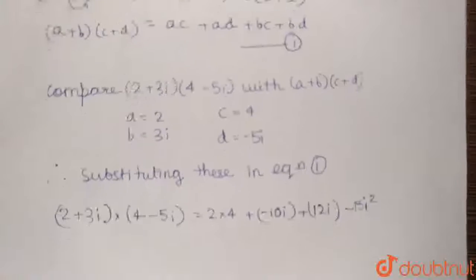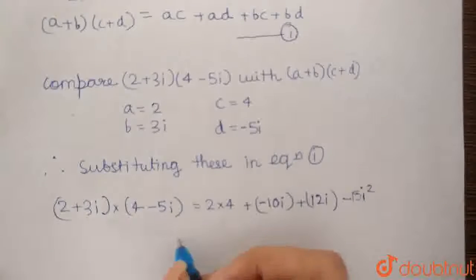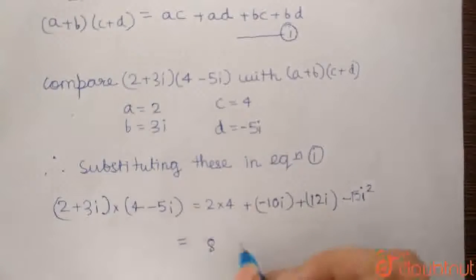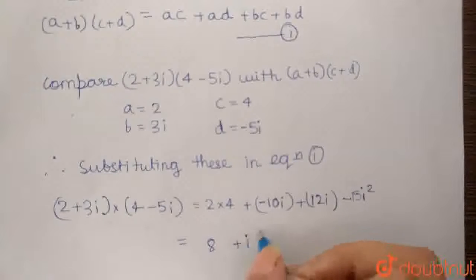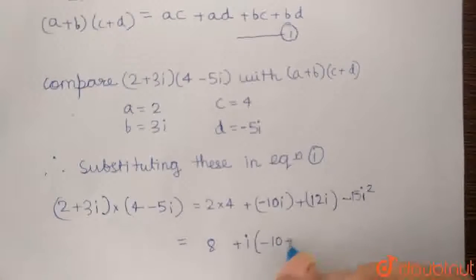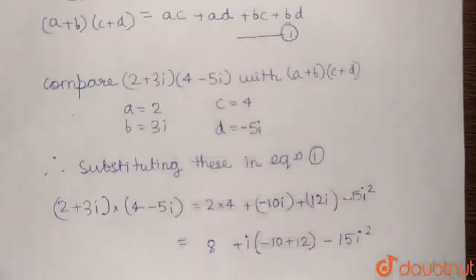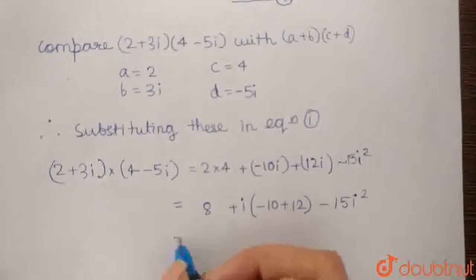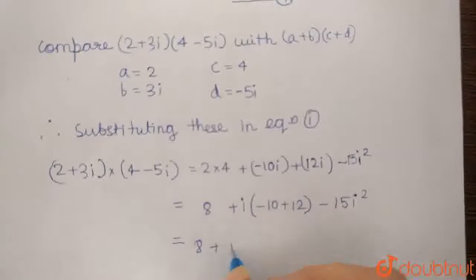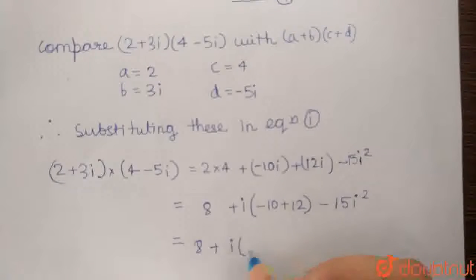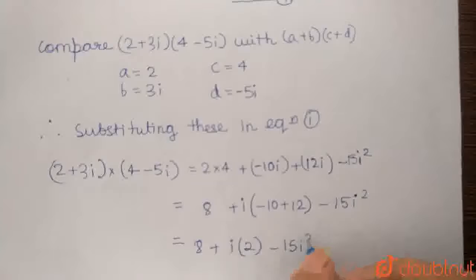Now we do this calculation a bit further. We get 4 into 2 would be 8, plus we take i common here, we get minus 10 plus 12, minus 15 i square, which can be further written as 8 plus i times of minus 10 plus 12, which would be plus 2. So i times 2, minus 15 i square.